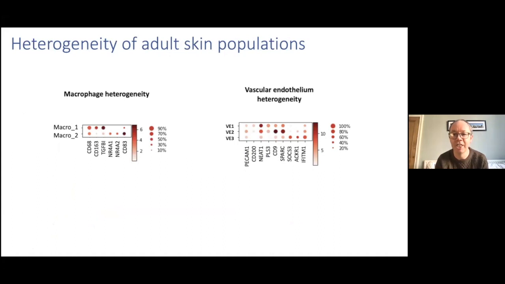Then coming back to this heterogeneity that I mentioned before. When we look at macrophages, we see two populations. They have macrophage markers, but in addition, they express some additional markers to distinguish them. NR4A1 and 2 are transcription factors that we find exclusively expressed in this MAC2 population. In the vascular endothelium, we find three populations, in particular this vascular endothelium 3 that's marked by SOX3 and this atypical chemokine receptor ACKR1. So we can look at what different markers these populations express to distinguish them.